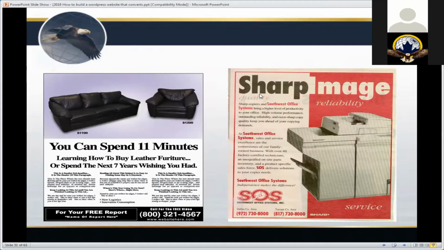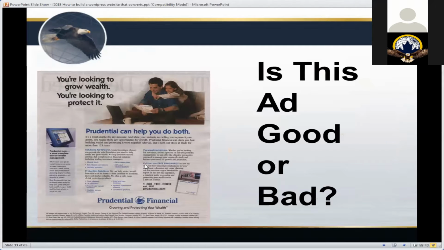Didn't make any sales. Well, when we compare that to what we have over here: you can spend 11 minutes learning about buying leather furniture or spend the next 7 years wishing you had. And I wish I had the special report before I bought my leather furniture. So this is a really great way to make sure that you are maximizing the space in your advertising and marketing, all with headlines.